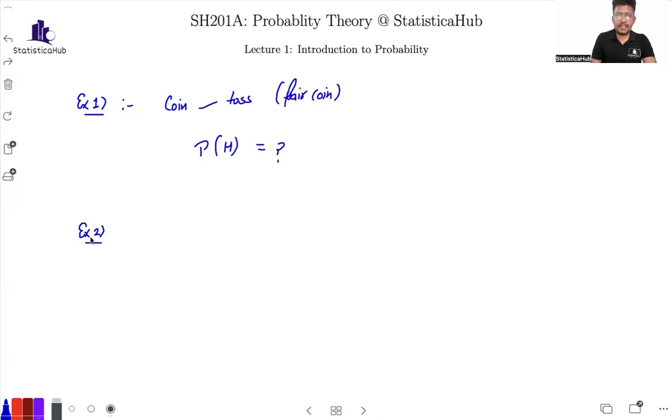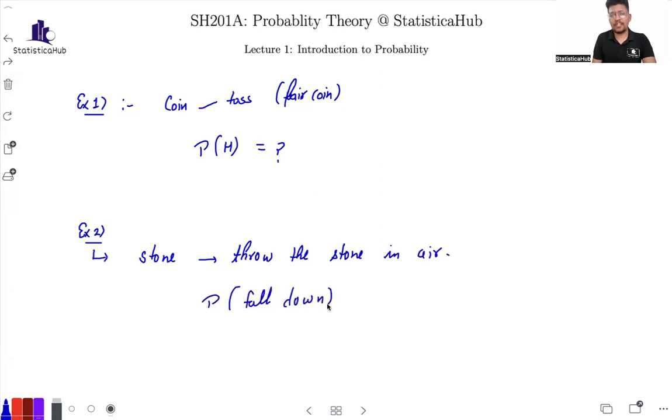On the other hand, let's take another example. In example number two, I'm having a stone, and if I throw the stone in the air, I'm asking what is the probability that it will fall down. So there are two different problems. What will be the answer for problem one and problem two? Just think a little bit, then I will introduce the meaning of probability and how we introduce the concept of probability in different experiments.